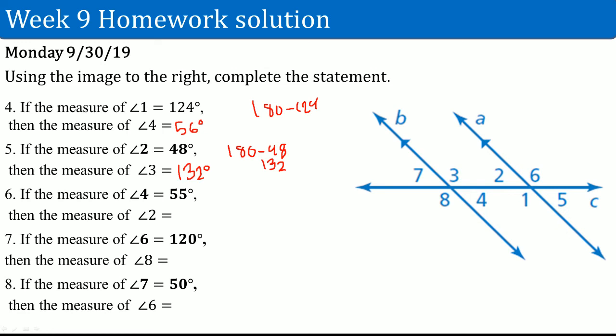Angle 4 is 55. Angle 4 here is 55. Okay. Good. So we want to find angle 2. Angle 2 is like angle 7. Okay. Because, right, they're translated to each other. They're also called corresponding. Okay.